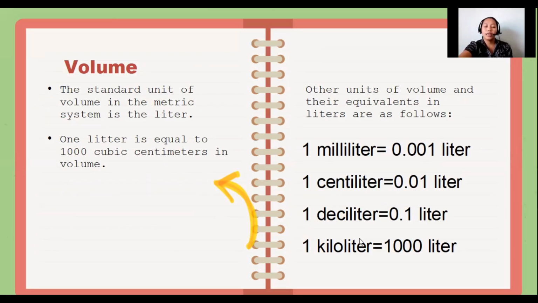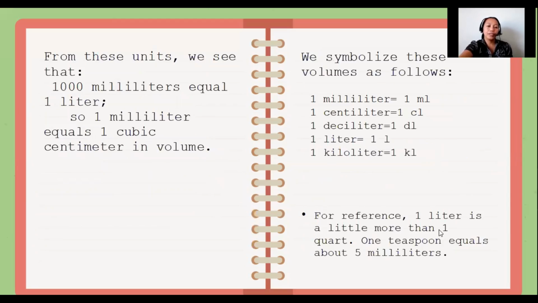So 1 milliliter is 0.001 liter. 1 centiliter is equal to 0.01 liter. 1 deciliter is equal to 0.1 liter. And 1 kiloliter is equal also to 1,000 liters. So from these units, we see that 1,000 milliliters equal to 1 liter. So 1,000 milliliters also equals 1 cubic centimeter in volume. Okay, as its derived units.